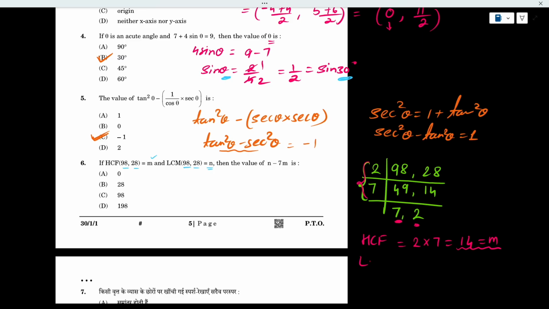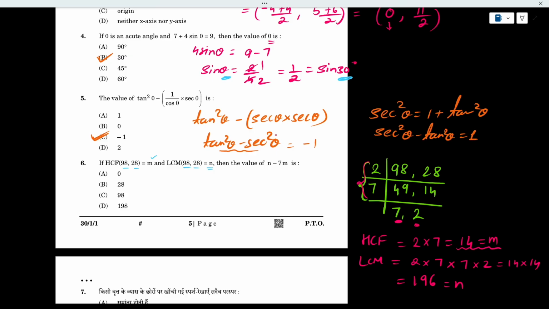Now the other two factors, 7 and 2. So LCM is going to be the common factor, which is 2 and 7, and the non-common factors, which is 7 times 2. Now this is nothing but equal to 14 times 14, right? And 14 square is 196. So you can take here 196 as N.